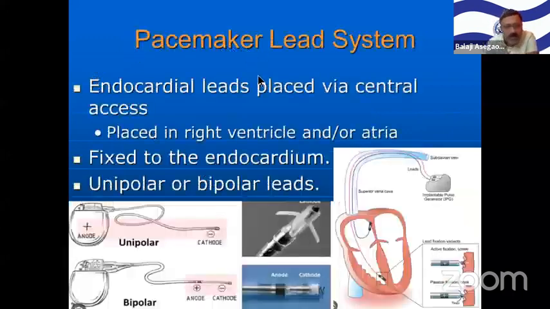Now, pacemaker lead system is nothing but the endocardial leads placed via central access into the right ventricle or atria, and they are fixed to the endocardium. It may be bipolar or unipolar. Bipolar means anode and cathode will be on the same end, maybe with some distance difference, while in a unipolar lead only the cathode is there, and through the skin the anode, meaning positive charge, will carry out through the skin.